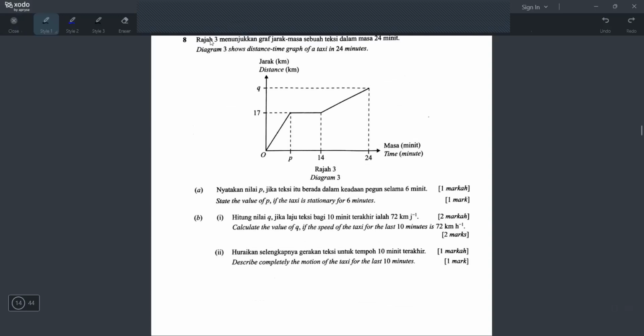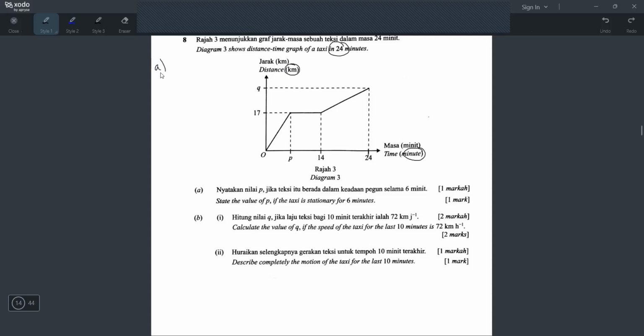Okay, let's continue with number 8. Diagram 3 shows a distance time graph of a taxi in 24 minutes. Always look at the unit when we are doing this kind of question. So the distance is in kilometer, the time is in minute, right? But usually when it's kilometer, it has to be per hour, right? So in this question we have to be careful and see what unit they want later. And then it says for 24 minutes, okay, betul.